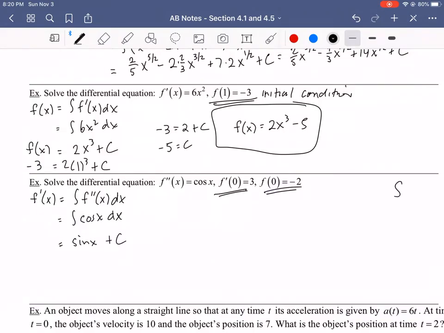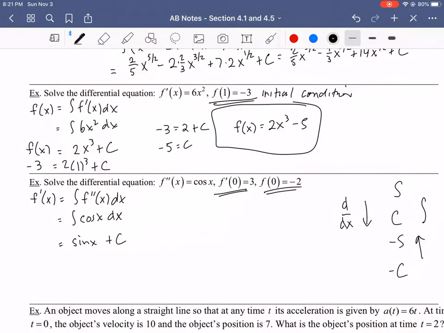And if you'll remember this helpful little visual aid from earlier in the year, remember the derivative of sine is cosine, and then the derivative of cosine would be negative sine, and the derivative of negative sine would be negative cosine. So if you want to take derivatives, you go down this list. And so therefore, if you want antiderivatives, you just go up this list.